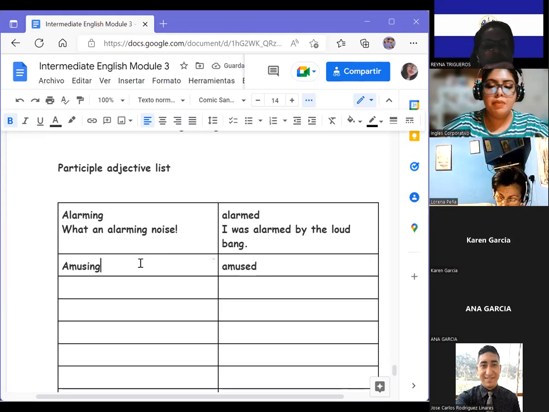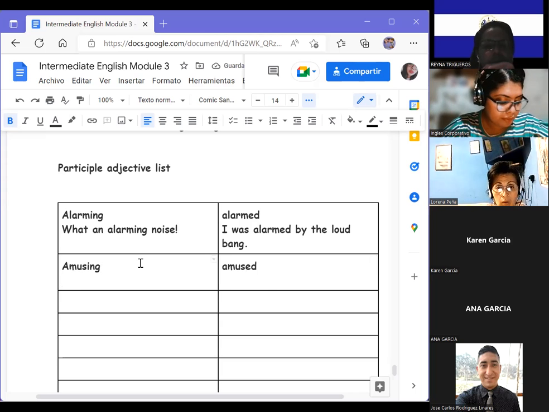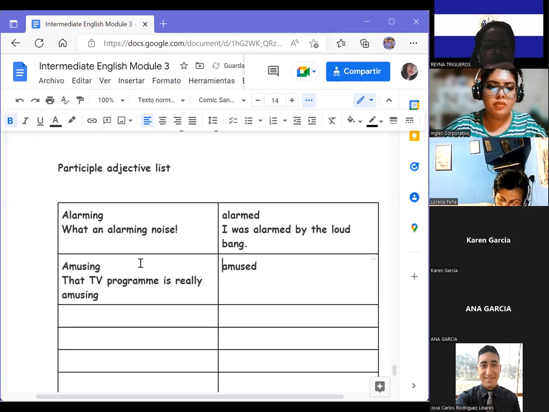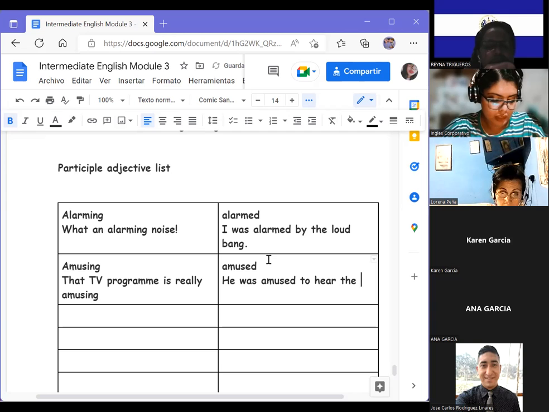And we have the first example. That TV program is really amazing. And we have this one, that is the feeling. He was used to hear this little song singing in the van.